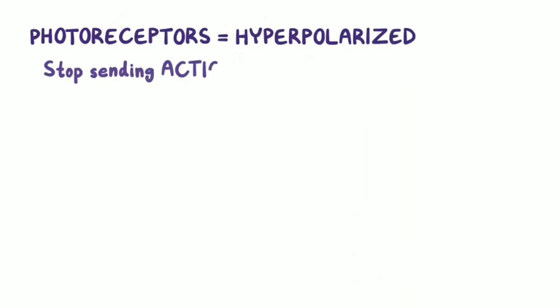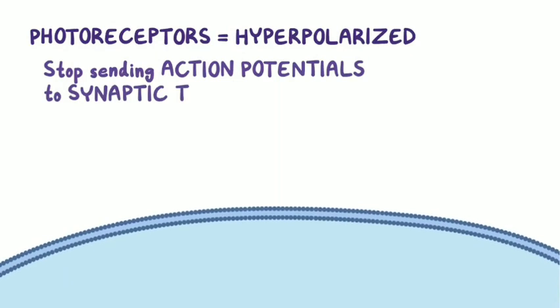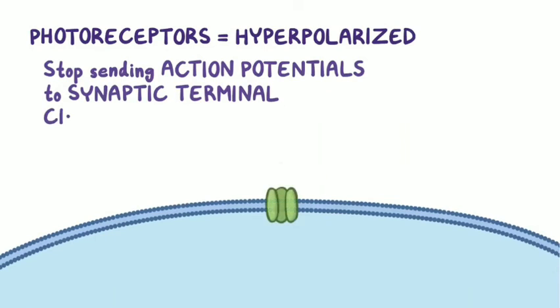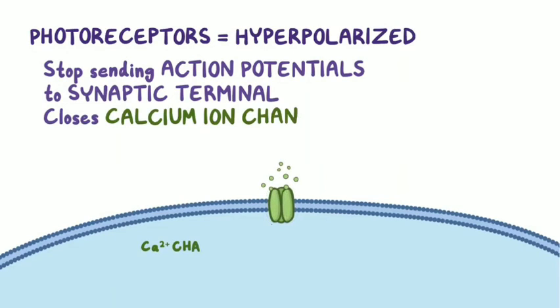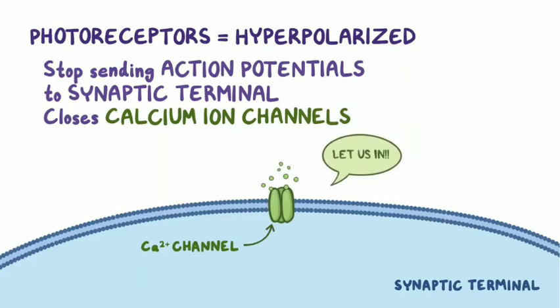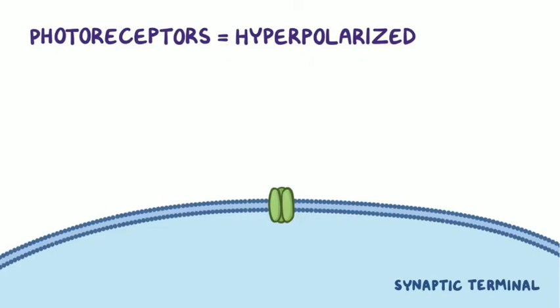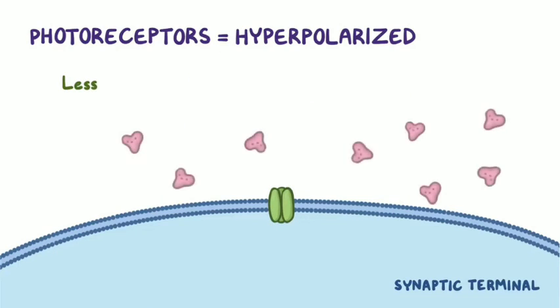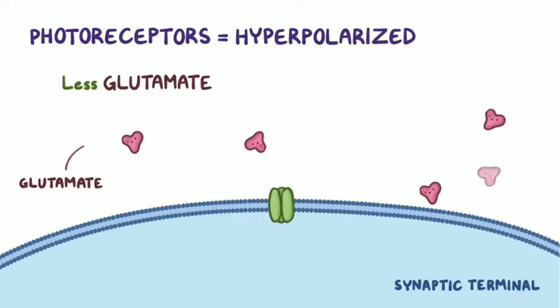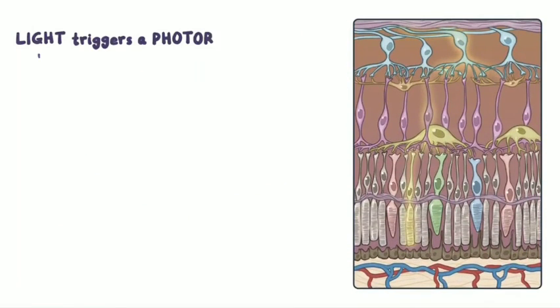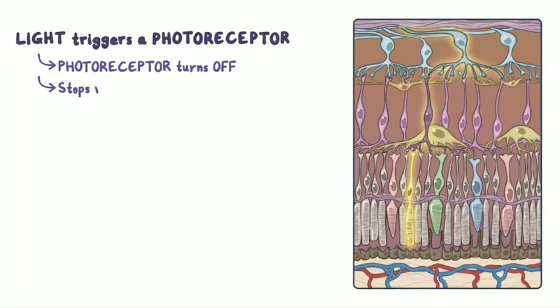When photoreceptors are hyperpolarized, they stop sending action potentials down to the synaptic terminal, and that closes the voltage-gated calcium ion channels near the synaptic terminal. As a result, there's less of the excitatory neurotransmitter glutamate released into the synapse between the photoreceptor and bipolar cell. So, in essence, when light triggers a photoreceptor, it turns off and stops releasing neurotransmitters.